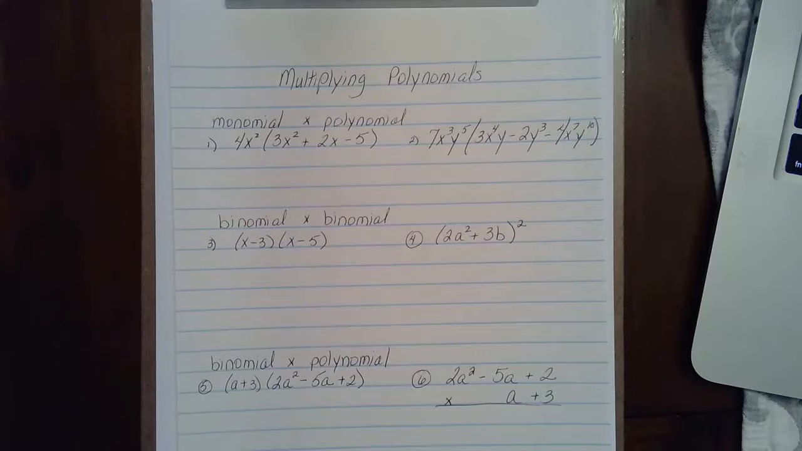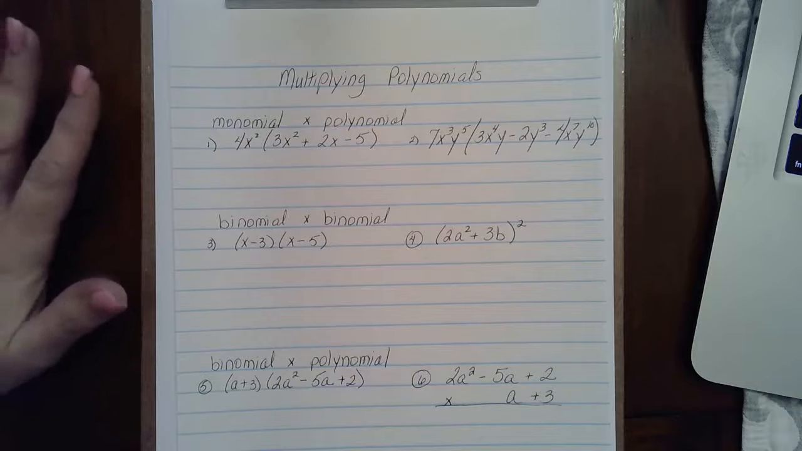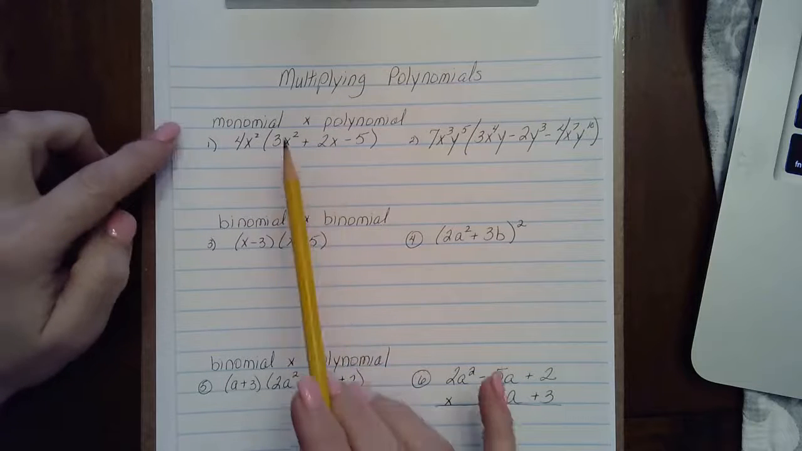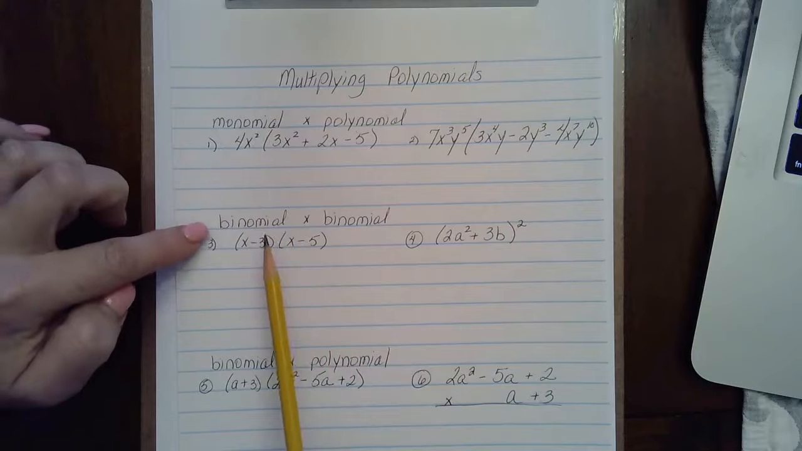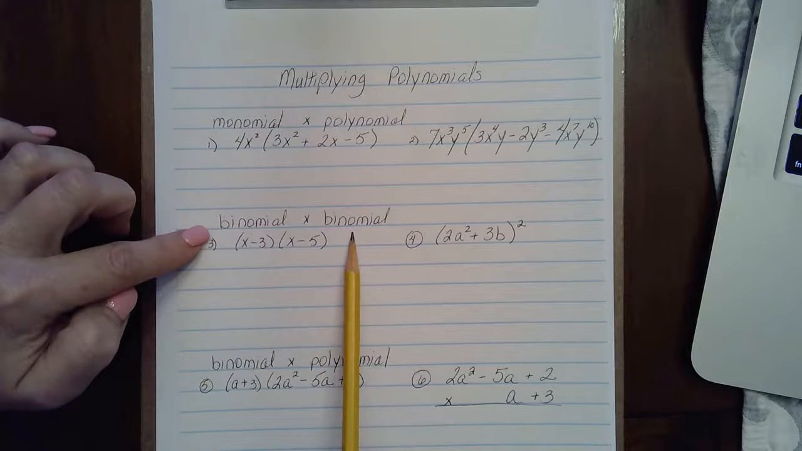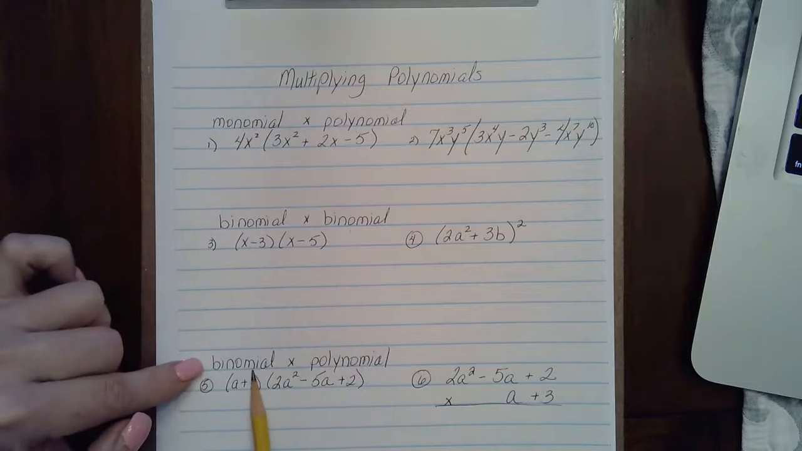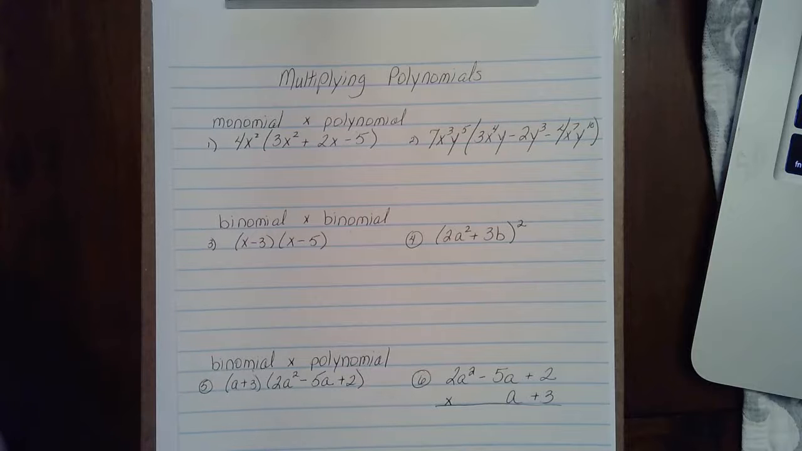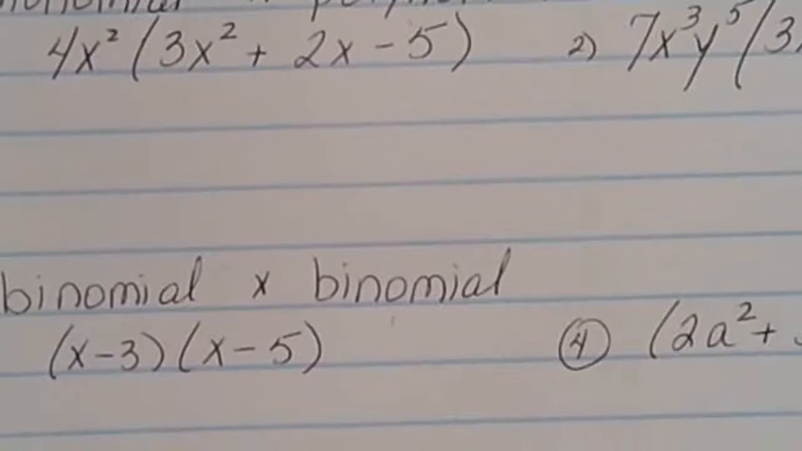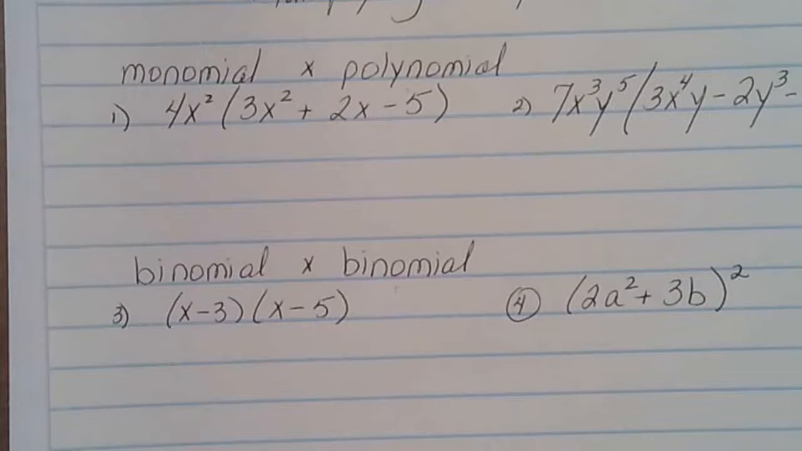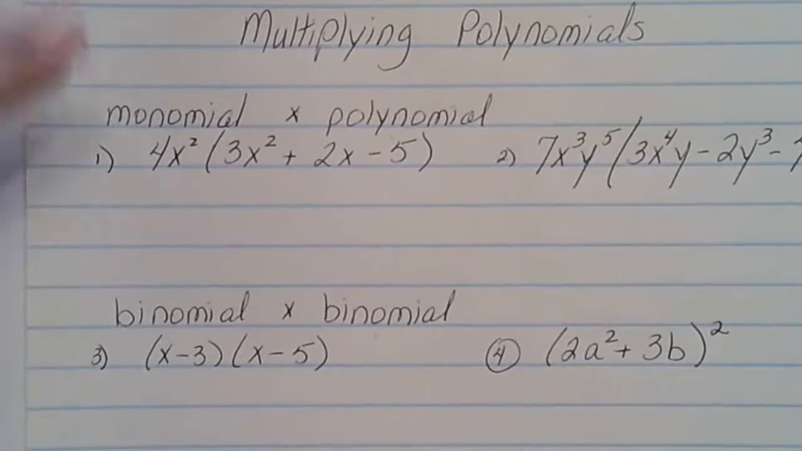Okay, so first we're going to begin with a review of the monomial times a polynomial, and then we'll multiply two binomials, and then we'll multiply a binomial times a polynomial. There we go. Beginning with the monomial times a polynomial. Now, by the way, at any time if you want to pause it, copy down a problem and try it on your own, it's highly recommended. Okay, let's begin.